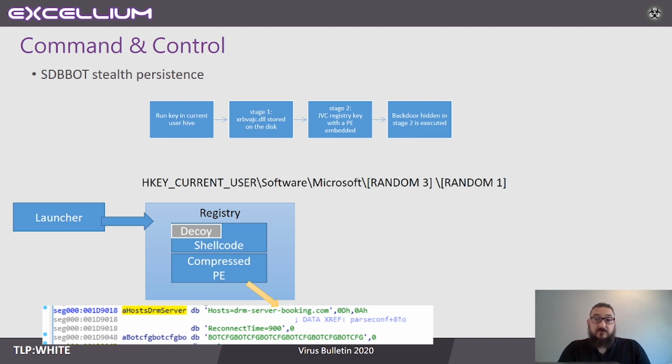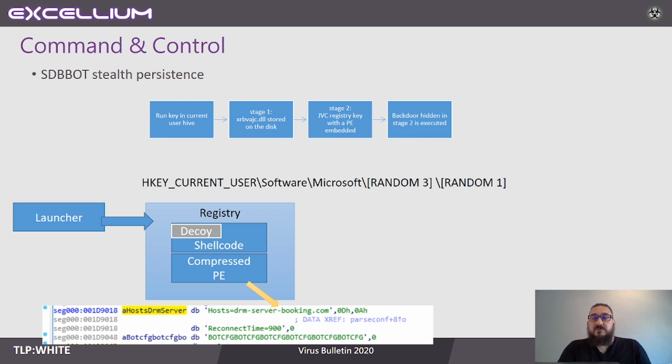The configuration is not obfuscated at all. It's directly in the PE. Of course, it's compressed, but well, it's there. You will see there is some place in the reserved field marked by bot CFG, and the configuration is put there.